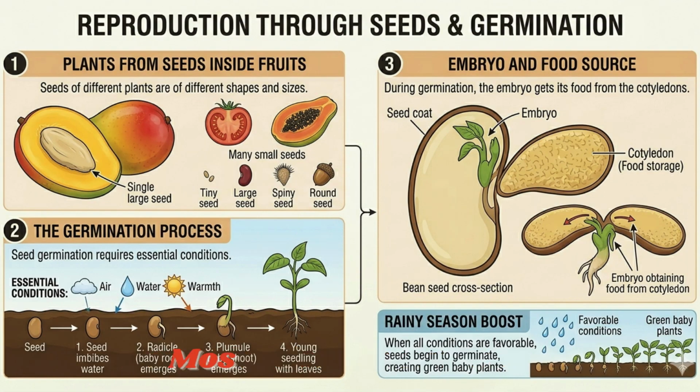Reproduction through seeds. Most plants grow from seeds which are generally present inside fruits. Some fruits like mango have only one seed. Some fruits like tomato and papaya have many seeds. Seeds of different plants are of different shapes and sizes.